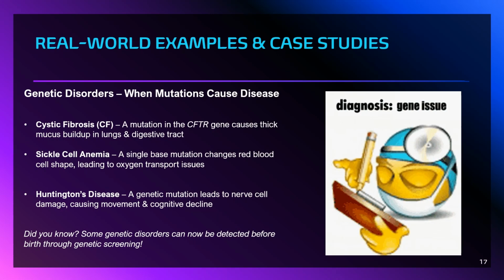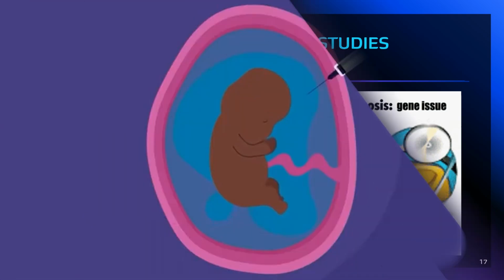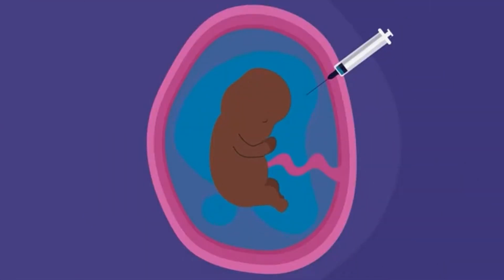Next up, we have genetic disorders, when mutations cause disease. The first example is cystic fibrosis. It is a mutation in the CFTR gene that causes thick mucus buildup in the lungs and digestive tract. Next is sickle cell anemia. A single base mutation changes red blood cell shape, leading to oxygen transport issues. Lastly is Huntington's disease. A genetic mutation leads to nerve cell damage, causing movement and cognitive decline. Did you know some genetic disorders can now be detected before birth through genetic screening?